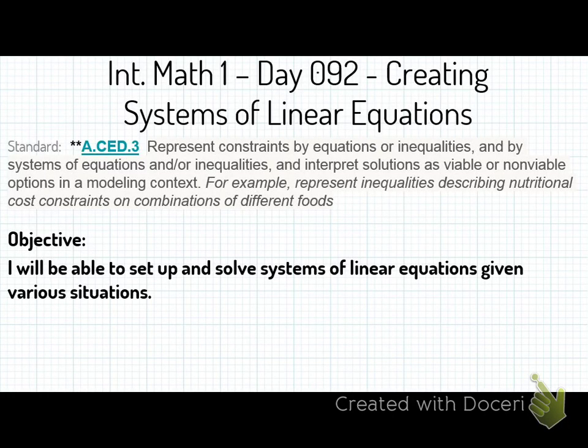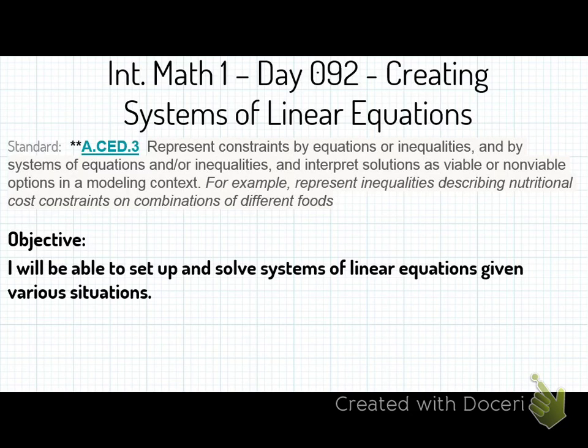Alright, so this is going to be day 92 for Integrated Math 1. We're going to be creating systems of linear equations. So in math it gets pretty boring because we do a lot of procedural stuff and then we try to connect it to the concept. So I show you the iPads and we work on Desmos, where we do those activities, or we look in the graphing calculator, or we try to do activities that connect the concept.